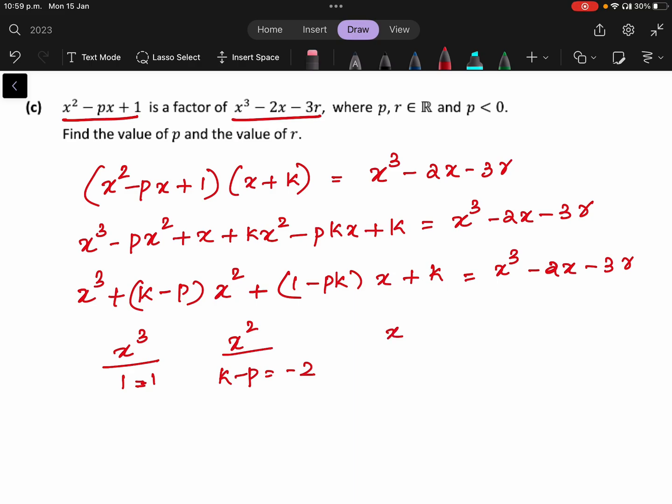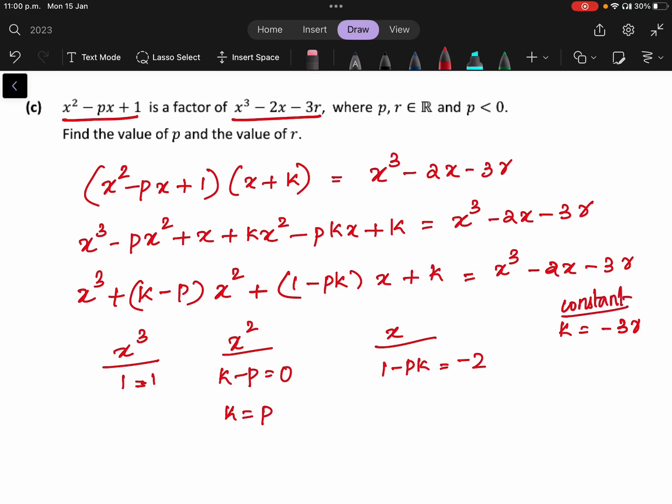For x, I can write it as 1 minus pk is equal to minus 2. Oh, sorry, here it is different. For x square, there is no term here, so I just need to write it as 0. So k is equal to p. And the final one is k is equal to minus 3r. So this is the constant term.